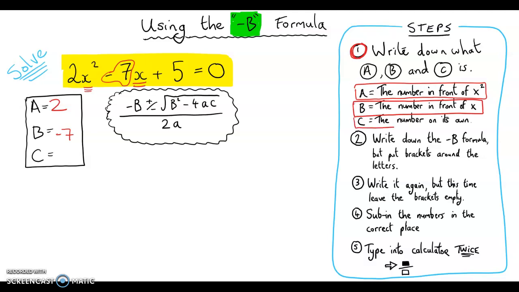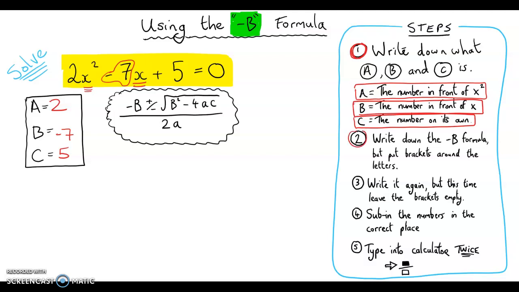And finally then C is the number that's on its own. Well, the number that doesn't have any letter attached to it is 5. So I've written down now what A, B and C is, so I've completed step 1.